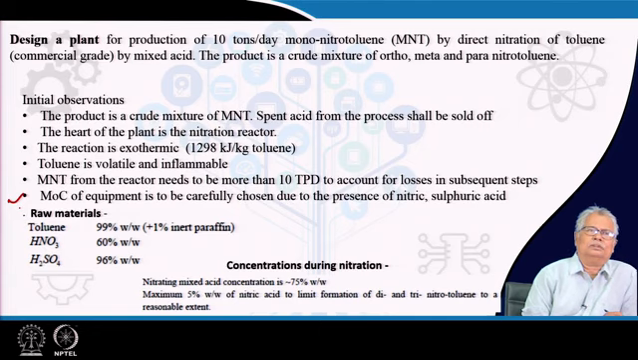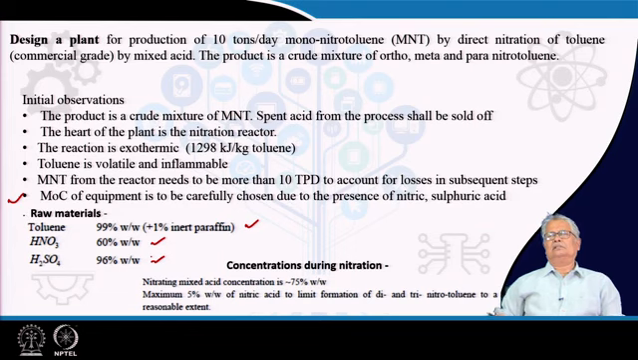Now, let's look at the availability of the raw material. Commercial toluene, nitric acid and sulfuric acid: the specifications are 99% weight, 60% weight and 96% weight, and toluene can contain up to 1% inerts, which is paraffin, and it will not play any role in the reaction. It will just remain as inert.